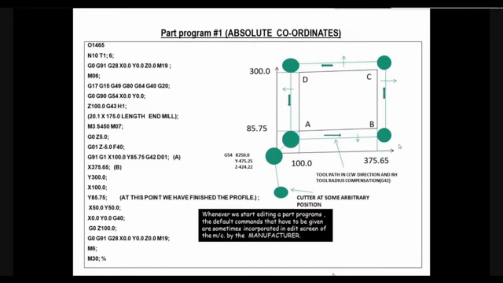And G20 stands for input of dimensions in metric system. Okay. If it is inch system, then we have to give G21. But here we are using millimeters as input, so we have to specify G20. So all of you have to observe that G17, G15, G49, G80, G64, G40 and G20.